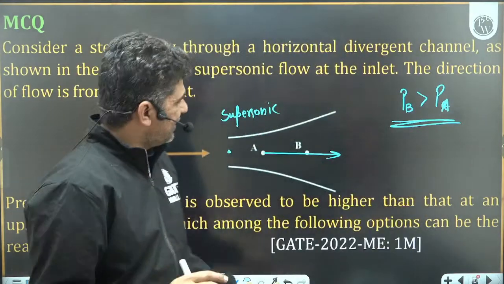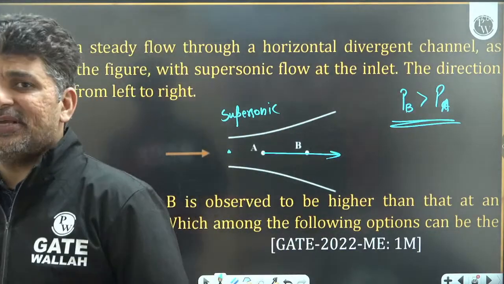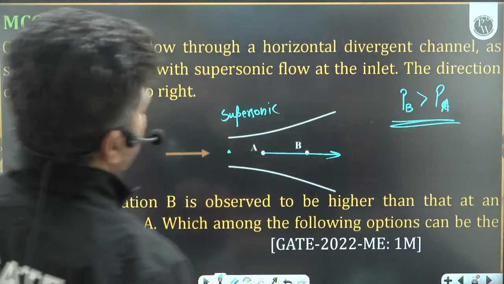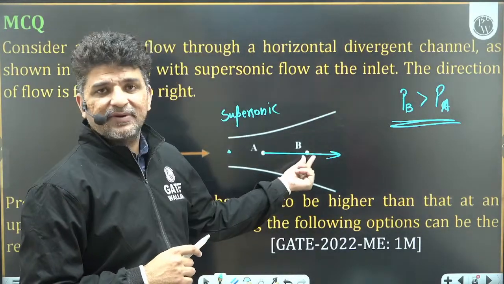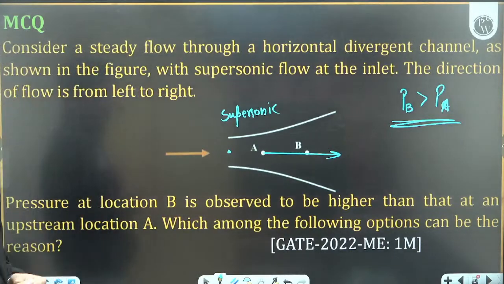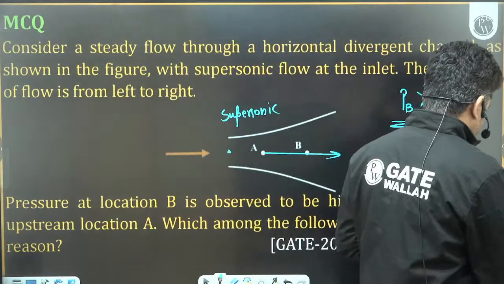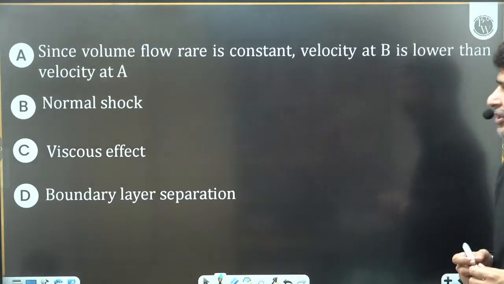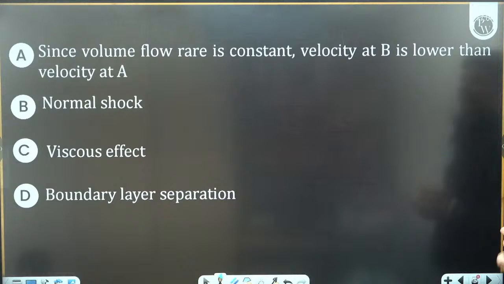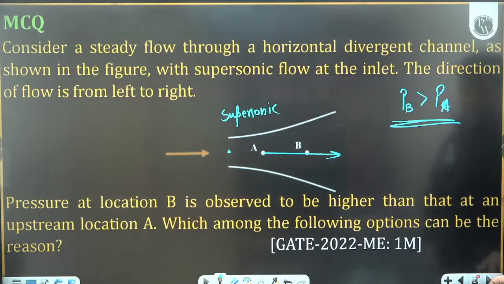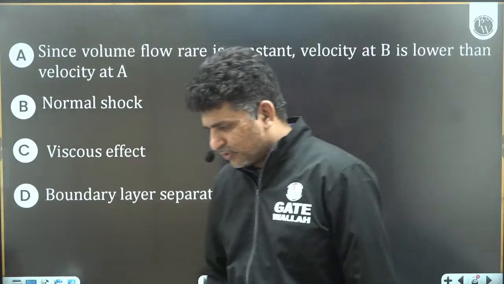Generally, when supersonic flow is there, a divergent section will behave as a divergent nozzle. But you see, he says the pressure over here is more than the pressure at location A. Then which among the following options can be the reason? Guys, this is an excellent question. It says since volume flow rate is constant, velocity at B is lower than velocity at location A. So he is asking what is the reason for higher pressure. The options are normal shock, viscous effect, and boundary layer separation. Okay, this is a multiple choice question. So guys, you have to tell me what is the answer for this.